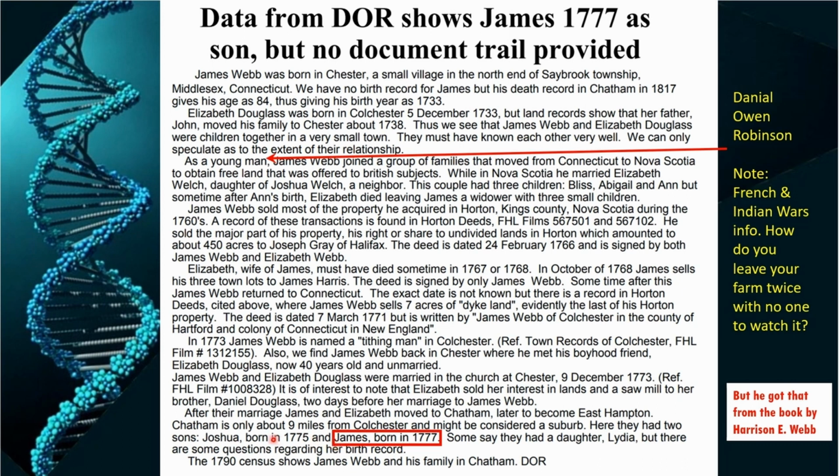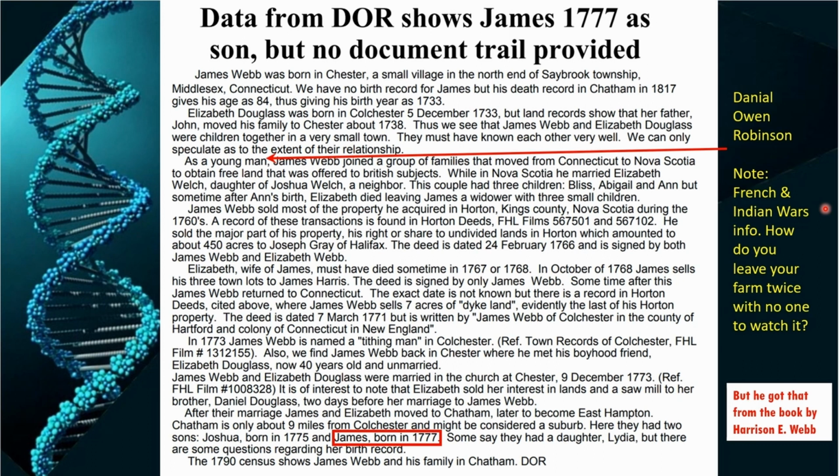Now, it has James Webb, born in 1777. Well, I got a hold of him, and he says, well, he got that from the book by Harrison E. Webb, who had no real data. Okay, so that's interesting. But some of the other stuff he had from real sources. And he had an interesting story about the French and Indian Wars.